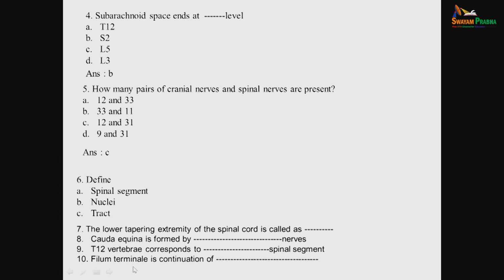Next question is the filum terminale. The filum terminale is a continuation of dura, arachnoid or pia. Which one of these? It is a continuation of pia mater. We talked in detail about the filum terminale internum and externum.